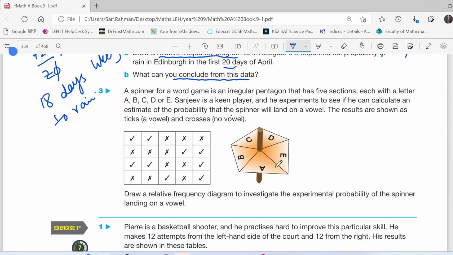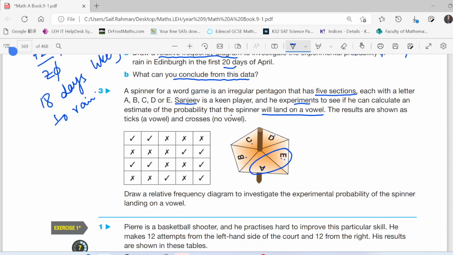So the next question says that a spinner for a word game is an irregular pentagon that has 5 sections, right? So there are 5 sections in it: A, B, C, D, E, and Sanjeev is a keen player and he wants to experiment to see the probability of landing on a vowel, that is, how many times it lands on a vowel. The vowels in the spinner are A and E. The results are shown. So here are the results, right?